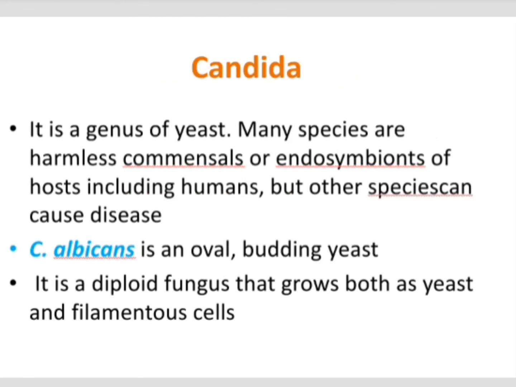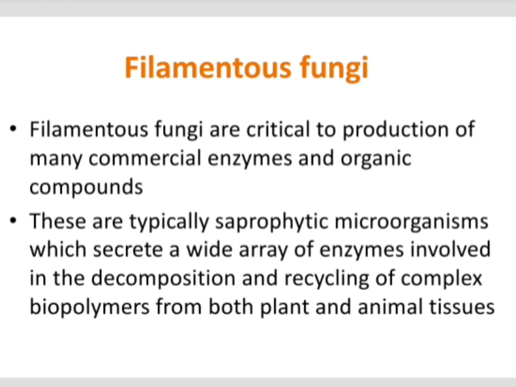Candida is a genus of yeast, and many species are harmless commensals or endosymbionts of humans, but some species can cause disease. Candida albicans, which we have already studied, is an oval budding yeast. It will cause candidiasis in humans, and we have already studied different forms of candidiasis, and it is a diploid fungus that grows both as yeast and filamentous cells. So it is a diploid and dimorphic one, which can grow both as a normal yeast and as a filamentous cell. Next is filamentous fungi.